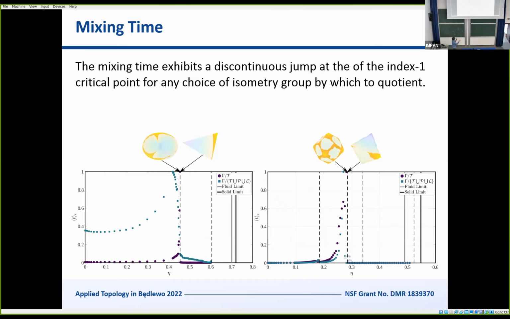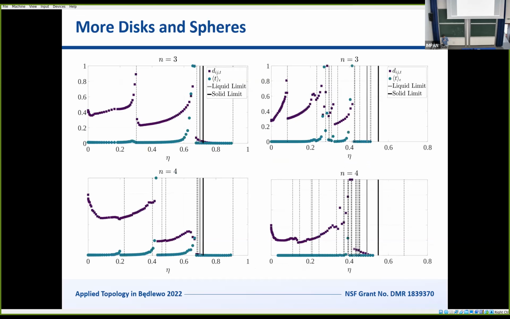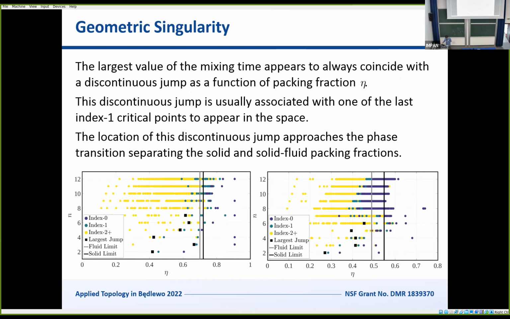So then what you do, and I know I'm coming up on the end, is you start applying this to larger numbers of disks and larger numbers of spheres. But here is the punchline. What are you looking at here? This is my packing fraction, so my disks shrink from right to left. These vertical lines: to the left is where we expect the liquid to be, to the right is where we expect the solid to be. In between these lines is a two-phase region, so we expect there to be some kind of wild topology happening right here.